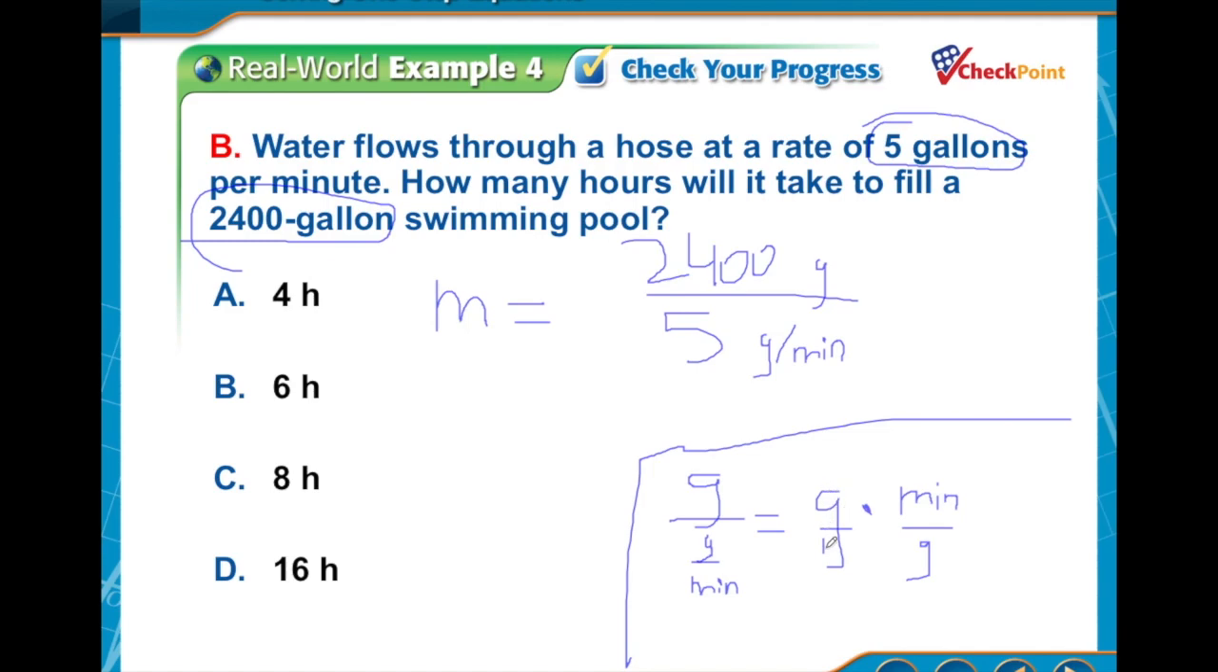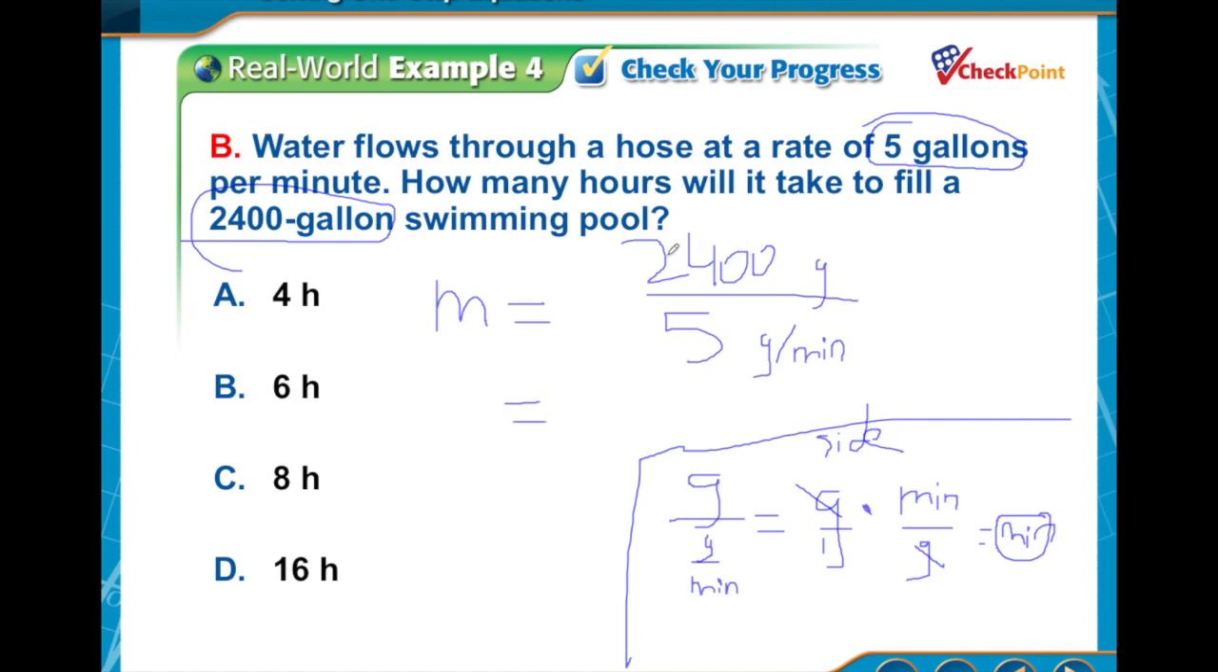Anything can just be written as over 1. So gallons over 1 times minutes over gallon. The gallons will cancel out, and we'll just be left with minutes. So dividing these values the way we've set it up, we will get minutes for the units, and that's exactly what we want. We need a time measurement out. So that was a side note just on units. Hopefully you understood that. Okay, so 2400 divided by 5 is going to give us a number.